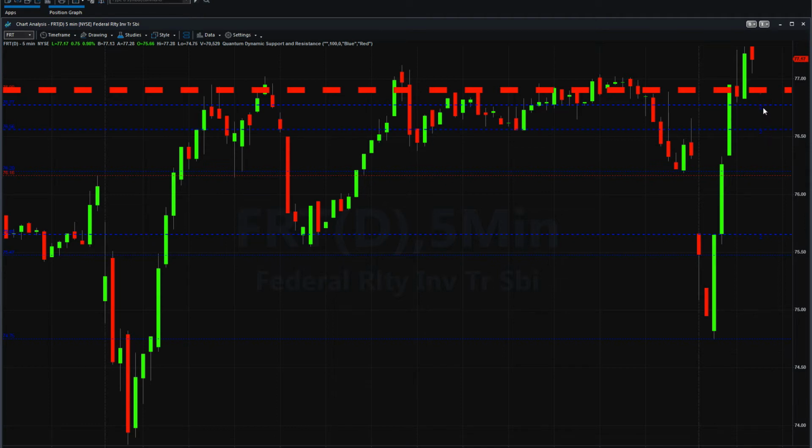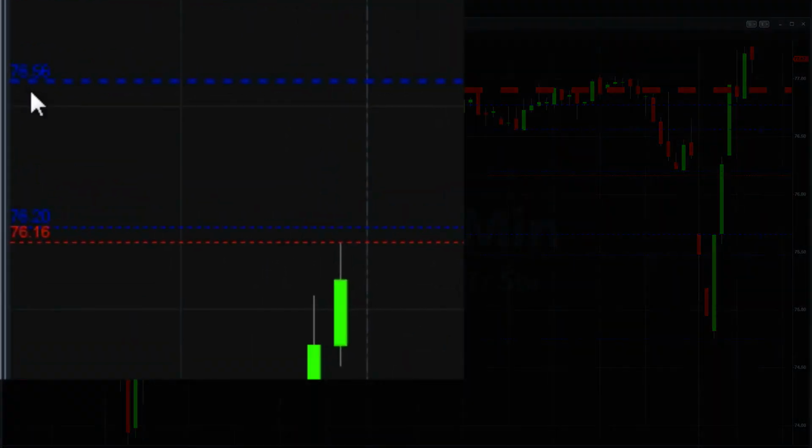The number of times they've been tested is denoted on the side here. You can see it here. And over on the left-hand side, you'll see the actual level of that particular support or resistance region.